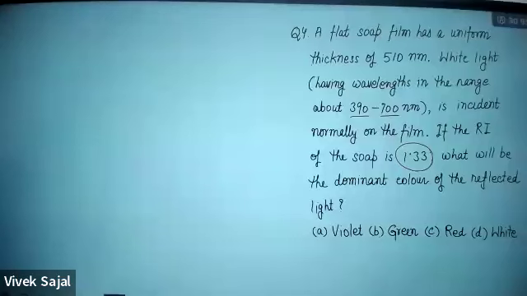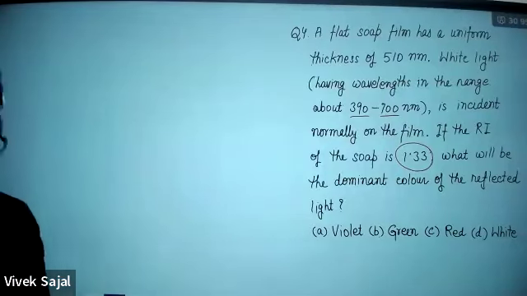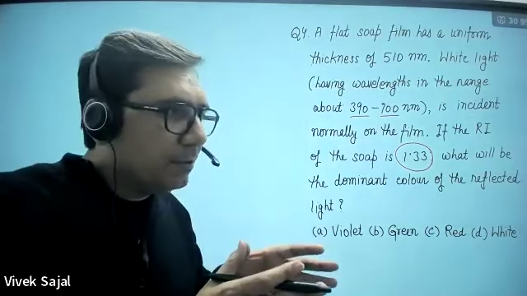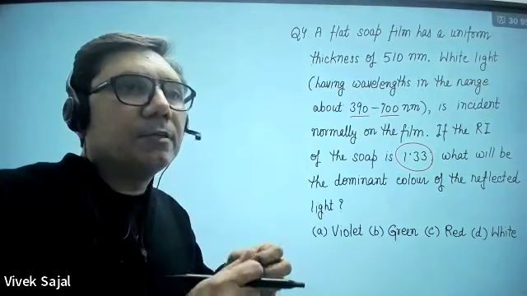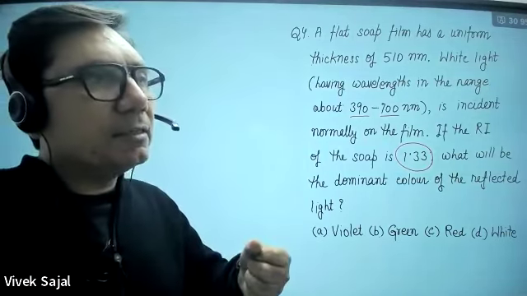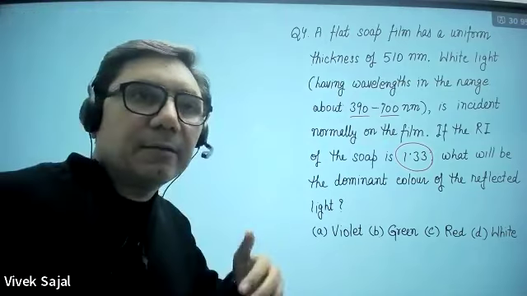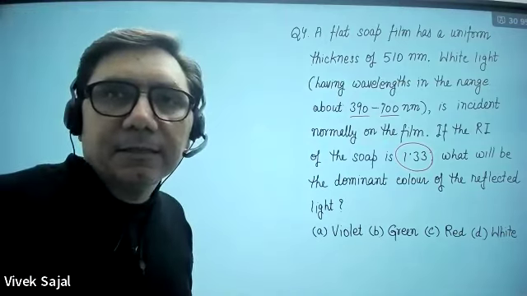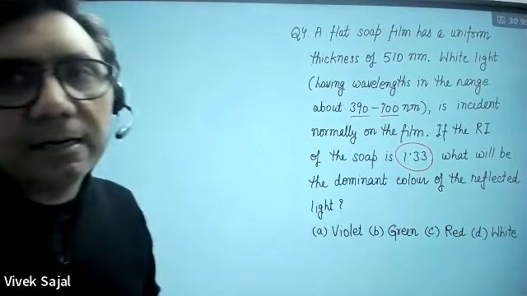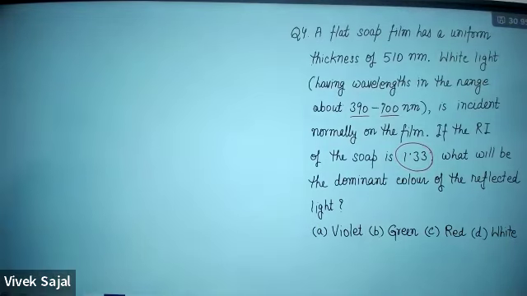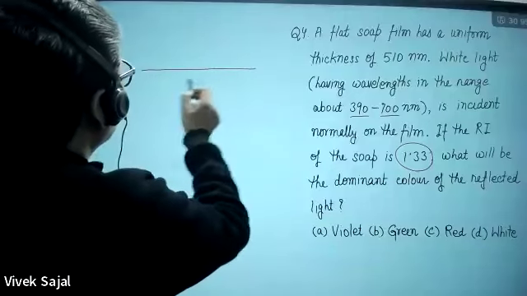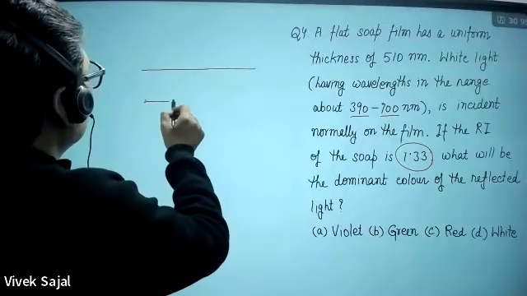Okay, in the reflected light, constructive interference should take place. You are saying that we want to observe the dominant color in the reflected light. Dominant color means constructive interference should take place for that color of light. So here we are interested in constructive interference in reflected light. Now, can you tell me what will be the situation of the film here? This will be the soap film. Okay, this will be the soap.